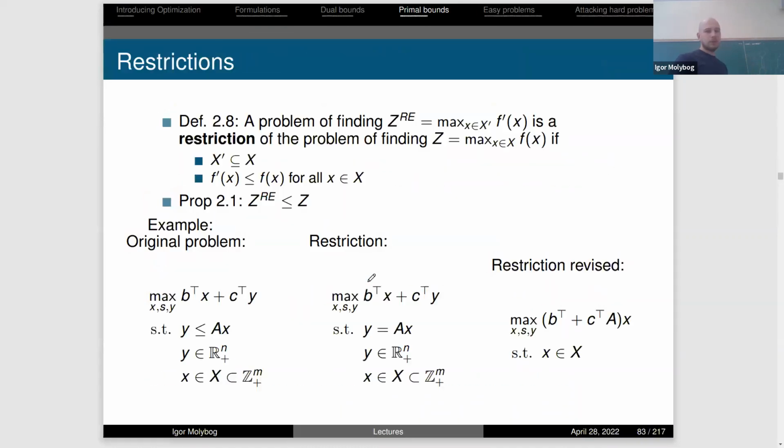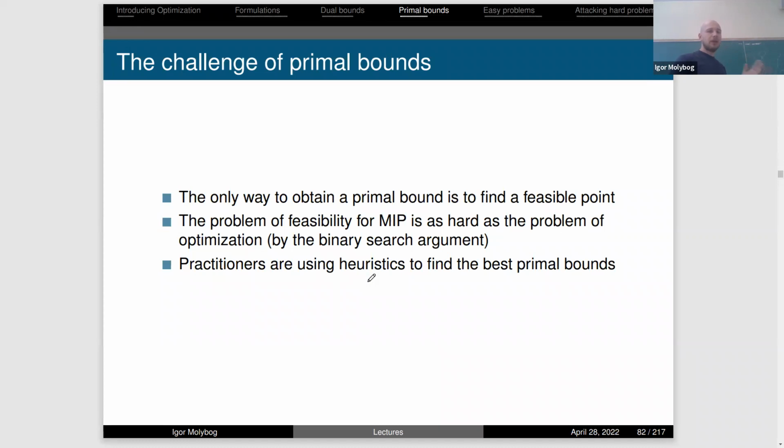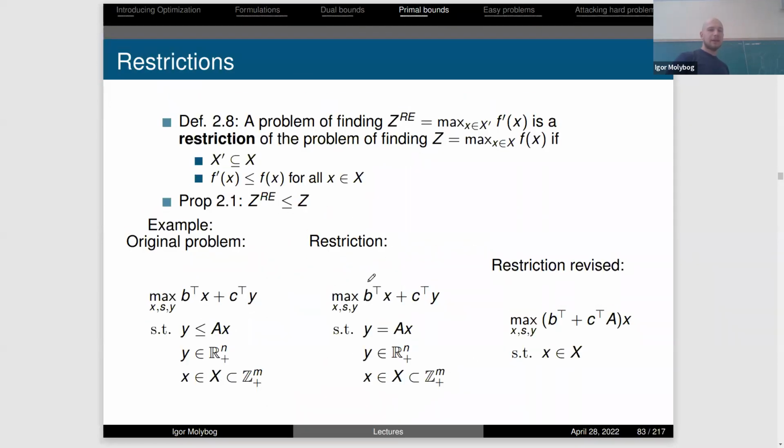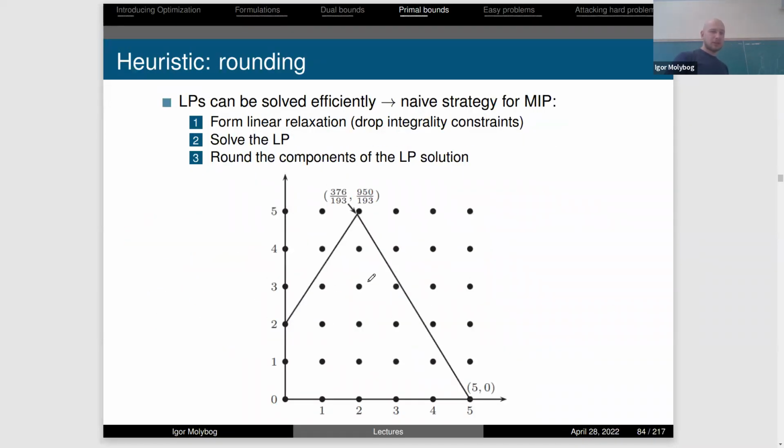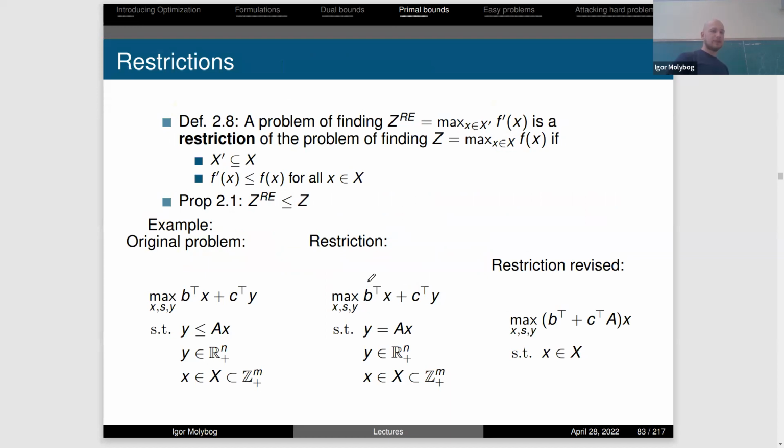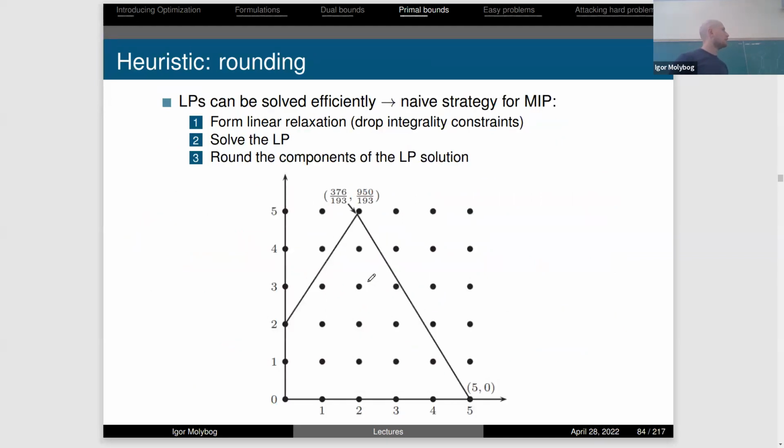Okay, so after that, we have completed the topic of dual bounds. We have switched to the topic of primal bounds, and the first thing that we have seen is the topic of restrictions, which is basically the opposite of constructing a relaxation. Restriction is the opposite of a relaxation. And then we have switched to looking at heuristics.